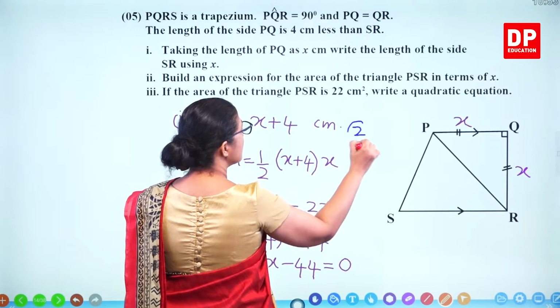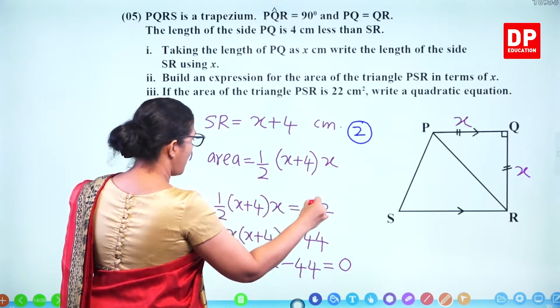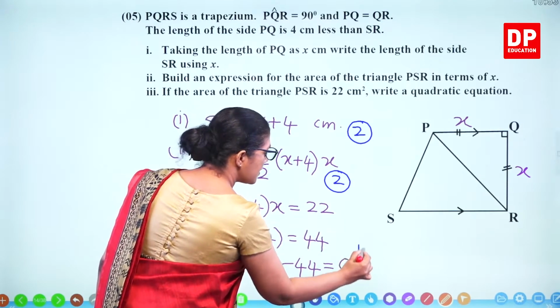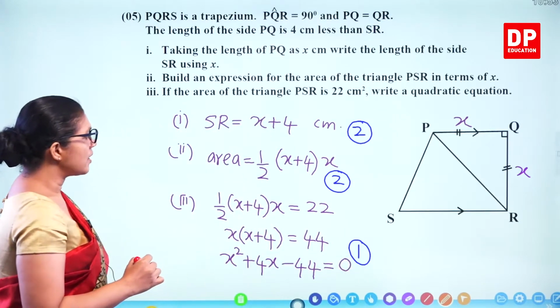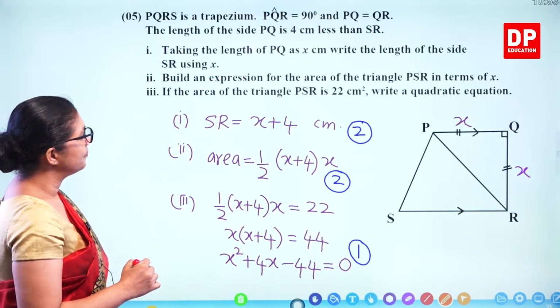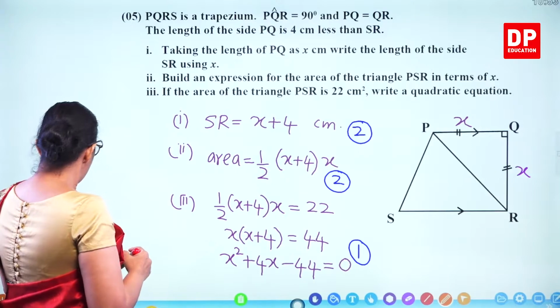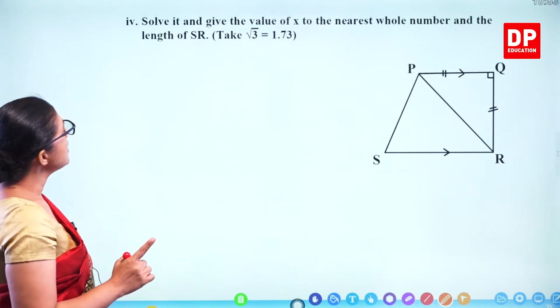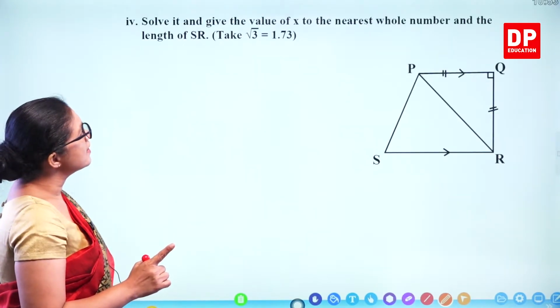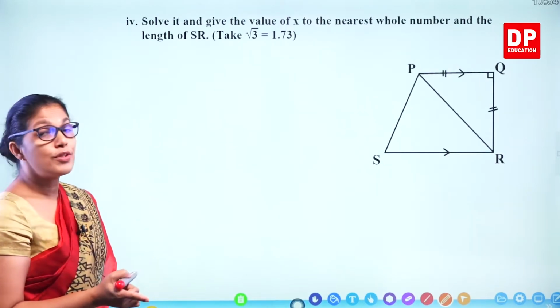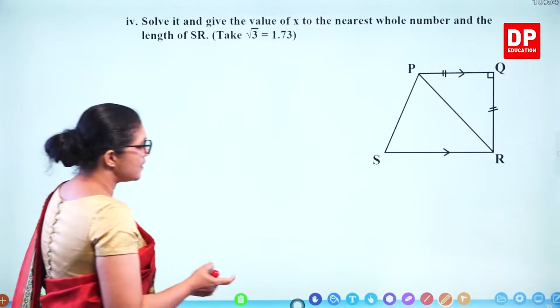Two marks. And finding area, 2 marks, and finding this equation, 1 mark, 5 marks up to this point. Then next one, solve it and give the value of X to the nearest whole number and the length of SR. Take root 3 as 1.73.